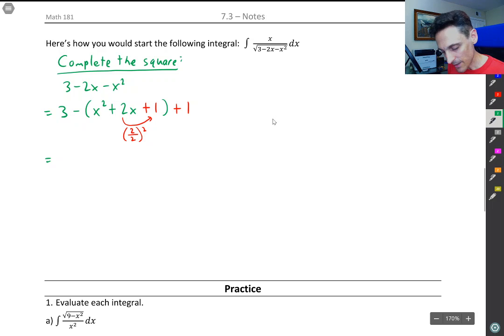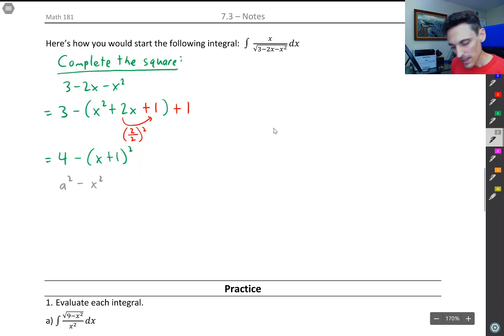All right, so we can add the plus 1 on the outside of the parentheses to the 3 to give you 4, and then factor what's inside the parentheses as x plus 1 squared. So now we've got it written in the form a squared minus x squared. The only thing is, instead of an x, we have an x plus 1, but that's no big deal. What we can do is just let x plus 1 equal whatever trig function we want to use for our substitution. Let's see how that works over here. Make a little dividing line.